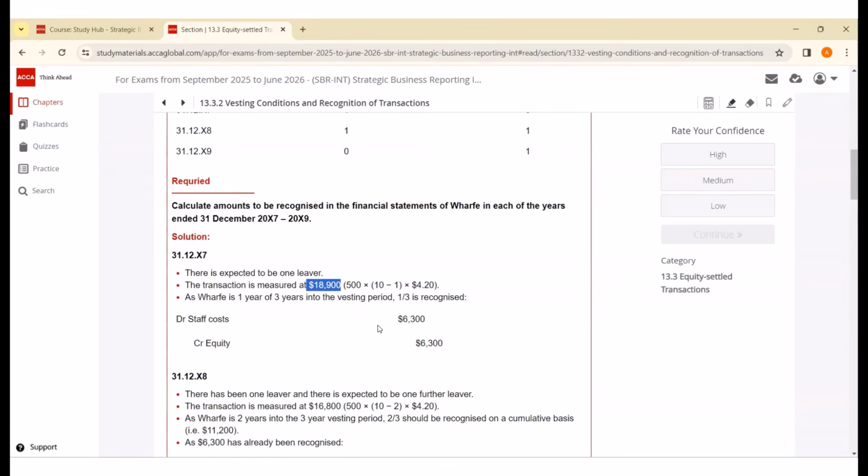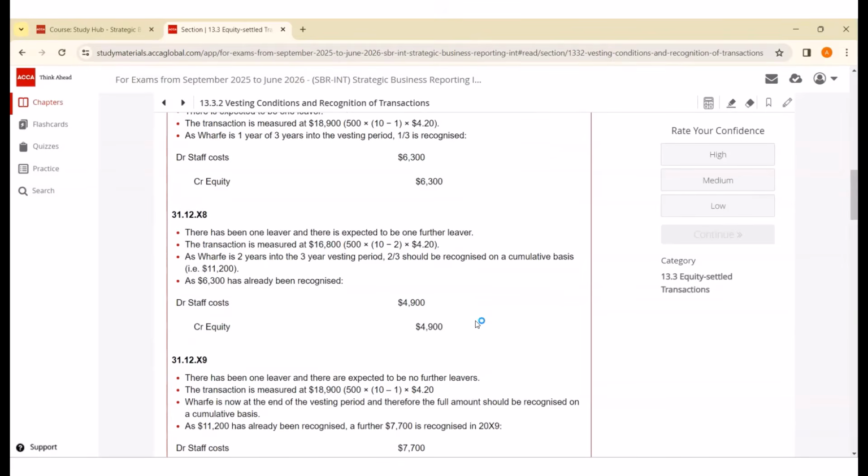Now, out of these 3 years, we are standing at the end of year 1. So we apportion this figure 1/3 to get the expense to be recognized at the end of year 1. We debit the expense and credit the equity by this amount, which is 6,300. Every year we are going to use this formula: number of options per person, multiplied by the number of persons, multiplied by the fair value of option at the grant date.